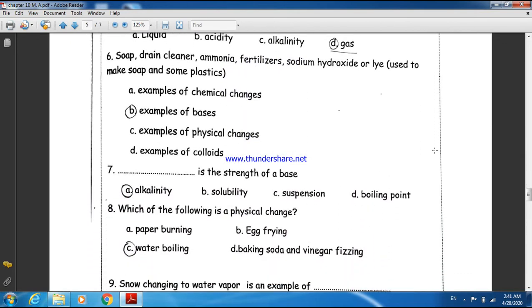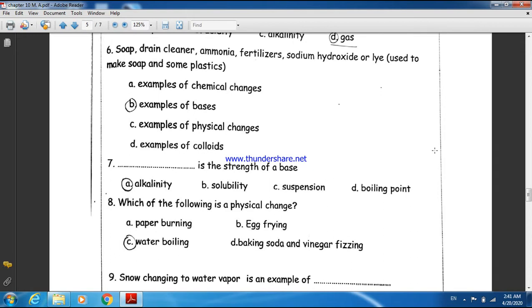Question number 6. Soap, drain cleaner, ammonia, fertilizers, sodium hydroxide, or lye used to make soap and some plastics. They are the substances of bases. So the answer is B, examples of bases, not acids.